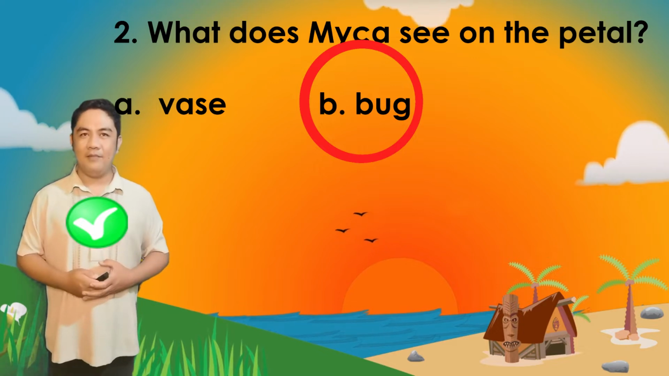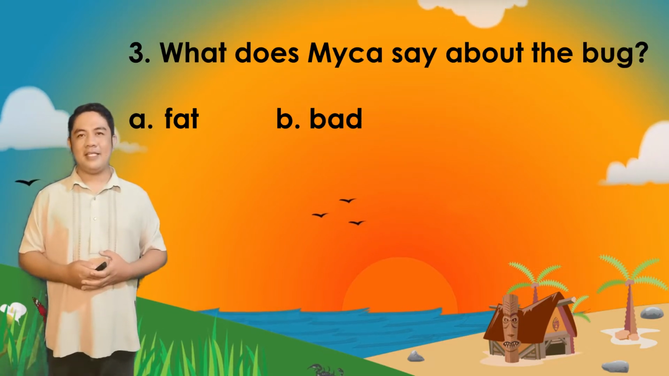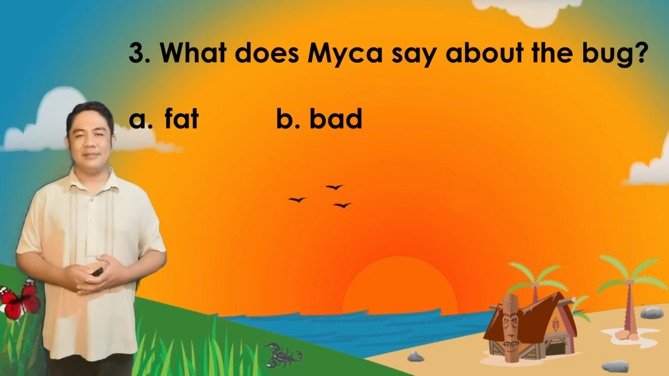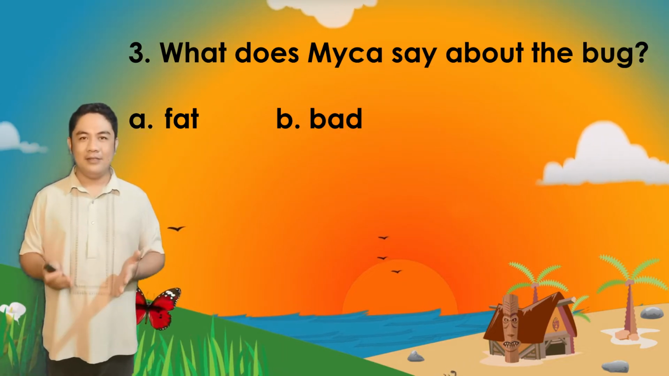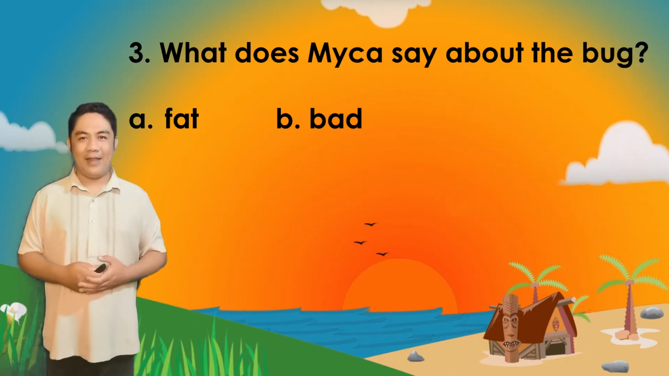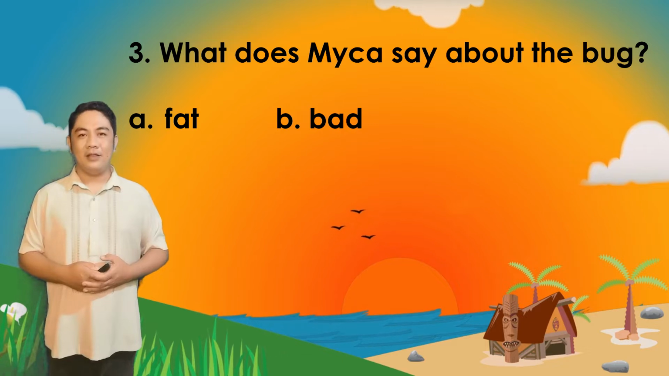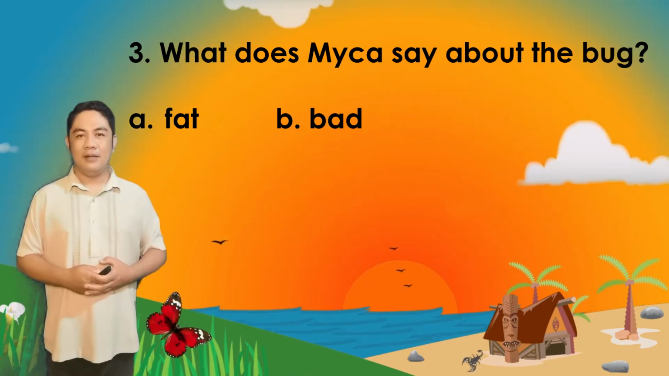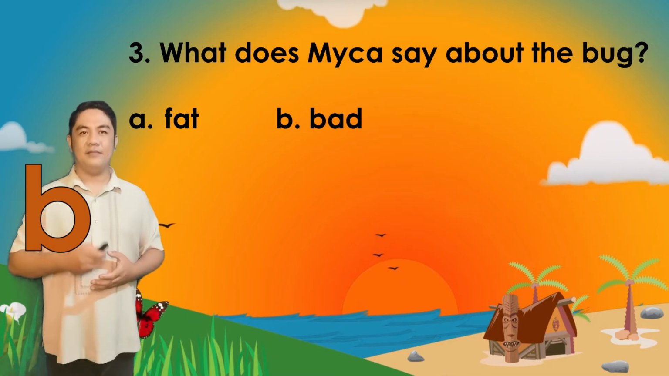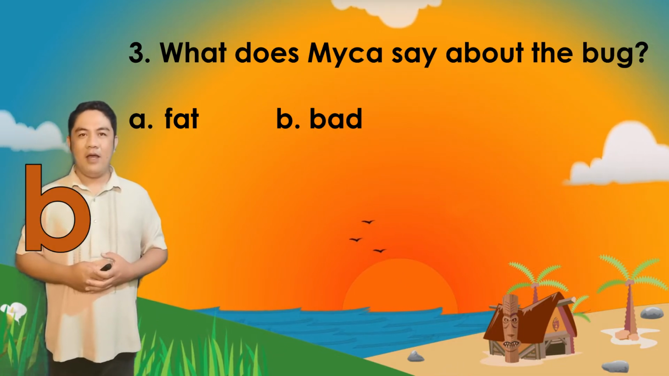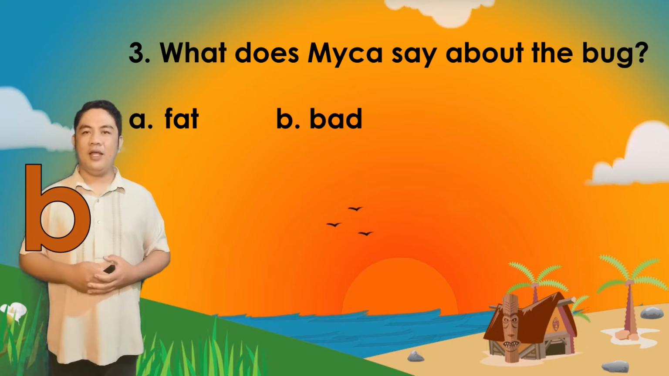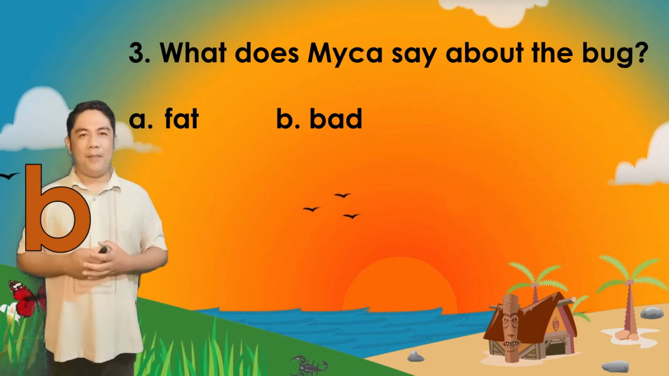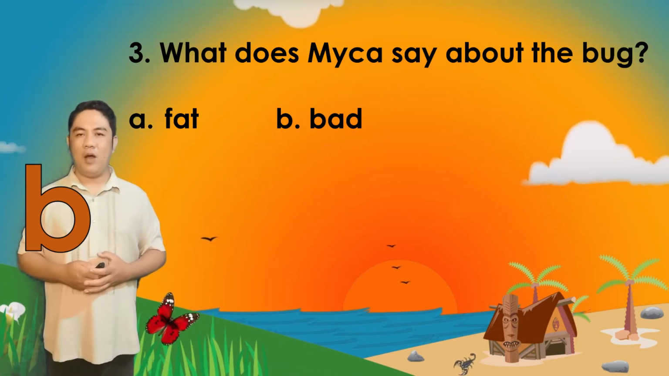For number 3, what does Mika say about the bug? A. Fat. B. Bad. The right answer for number 3 is letter B. Why B? Because she mentioned in the story that the bug is on the petal of the rose.